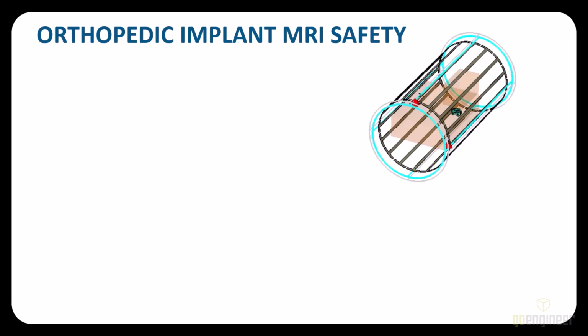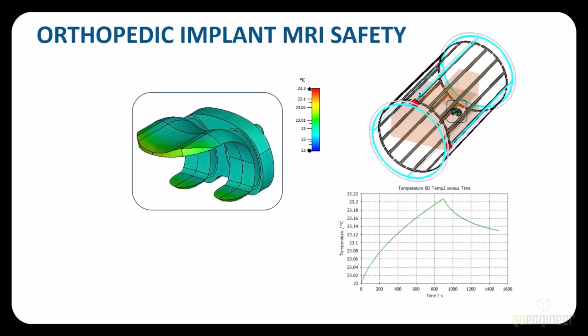In this case, we have a knee implant construct made of titanium or chrome alloy. The MRI power is switched on for 15 minutes and then switched off, and we can see the temperature rise at the tips of the knee implant as a function of time, where it exponentially rises before the power is switched off.